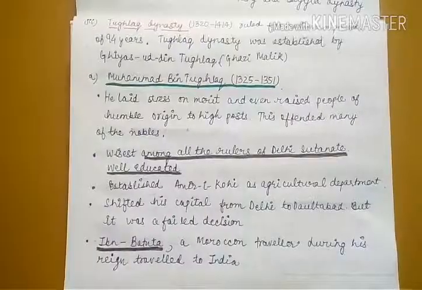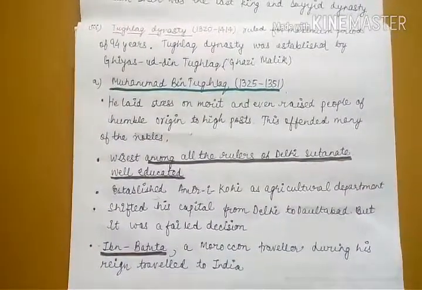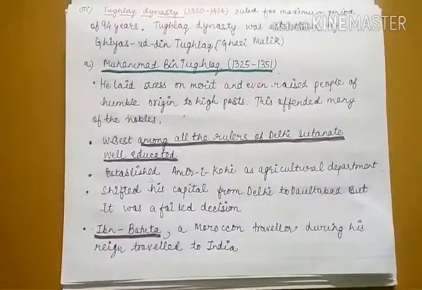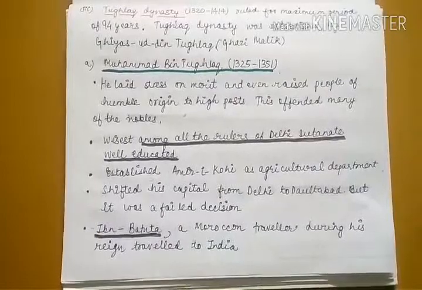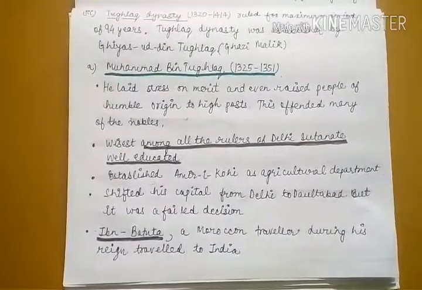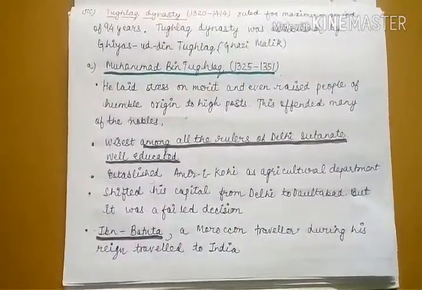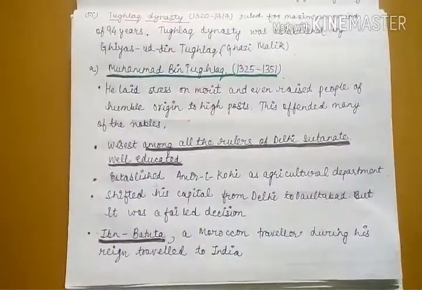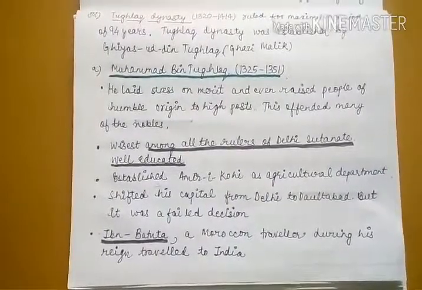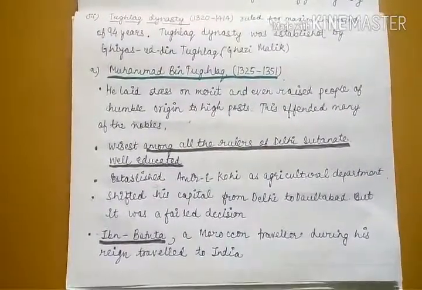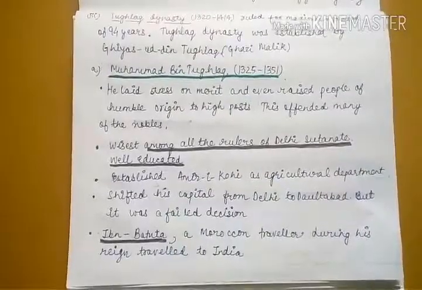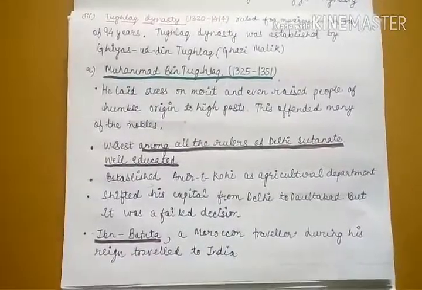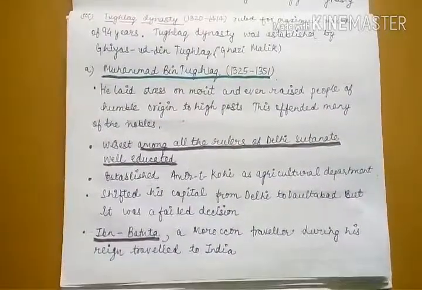The next dynasty was the Tughlaq dynasty. The period was 1320 to 1414. The Tughlaq dynasty was established by Ghiyasuddin Tughlaq or Ghazi Malik. The first prominent ruler was Muhammad bin Tughlaq, whose rule was 1325 to 1351. He laid stress on merit and even raised people of humble origin to high posts. This was the reason nobles were offended. He was very well educated among all the rulers of the Delhi Sultanate. He had vast knowledge of geography and mathematics.